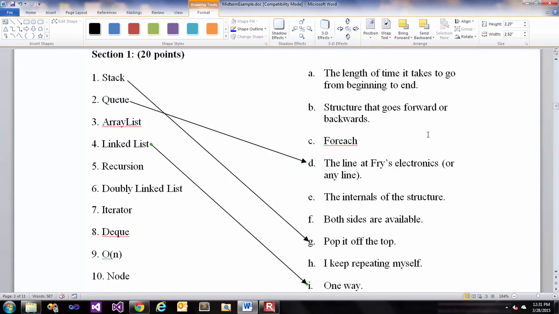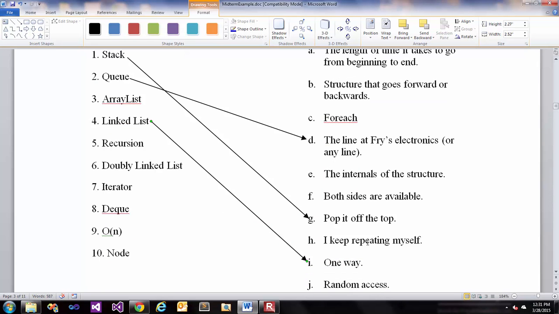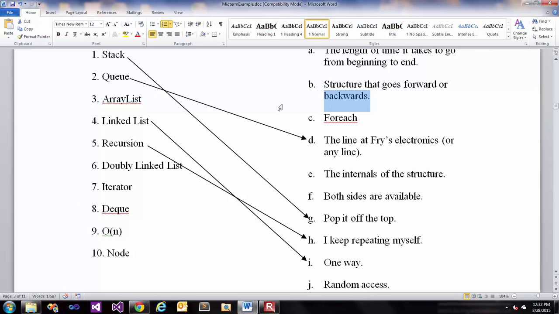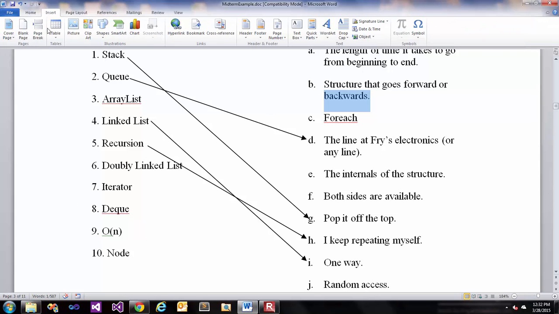Recursion, if we look through everything here, there's this one that says I keep repeating myself, which is the definition of recursion. You keep calling the same function. So recursion is letter H. I keep repeating myself. Now doubly linked list, we can go both forwards and backward. So the structure that goes forward and backwards, doubly linked list fits that nicely. And from the remaining ones left, that is the best answer for that.